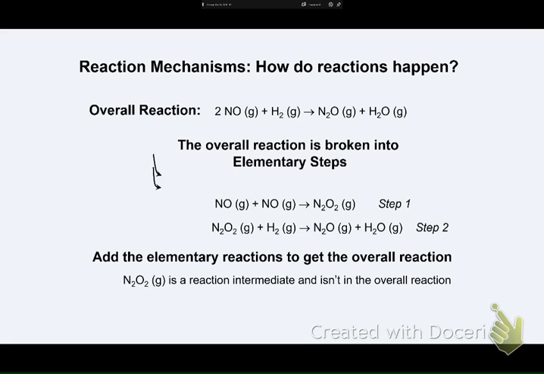So if I add these two reactions together, I should be able to make it look like that. So I'm not going to actually add them. We'll cross the stuff out just to verify that it does that. What can I cross out? N2O2. Anything else? No, that's it. And if you add it together, I'll get two NOs plus H2 makes N2O and H2O. Okay.